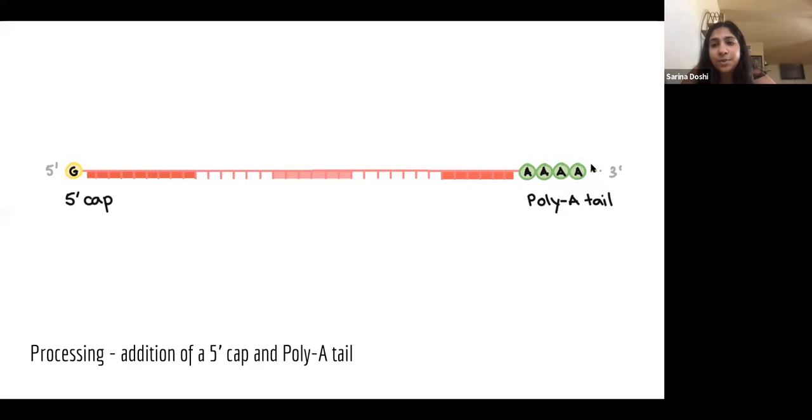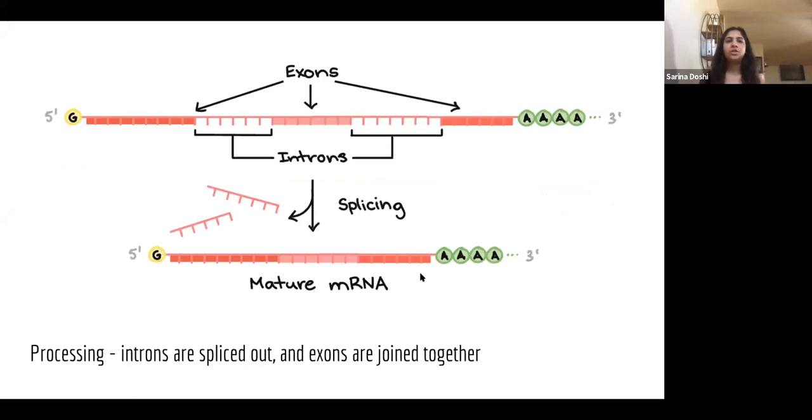And then at the 3' end, which is the end, you have a poly-A tail. So this is polyadenylation. It's basically the addition of a whole bunch of adenines. True to its name, poly-A, a bunch of adenines. So the next part of processing in eukaryotes is splicing.